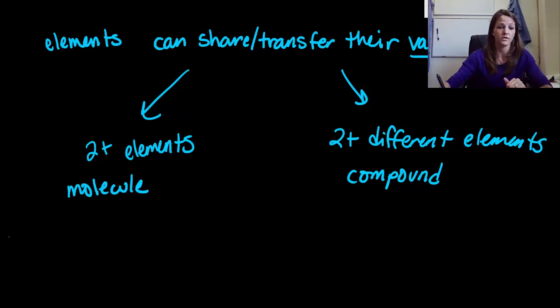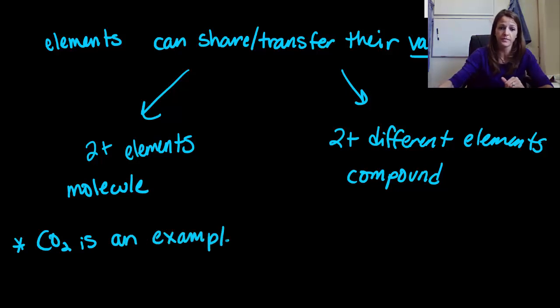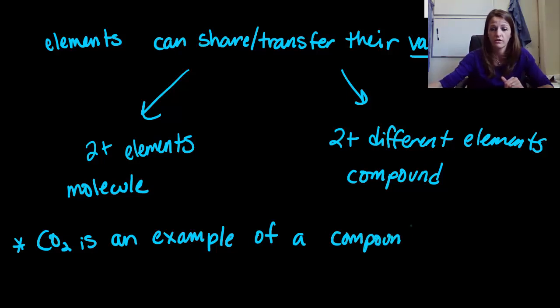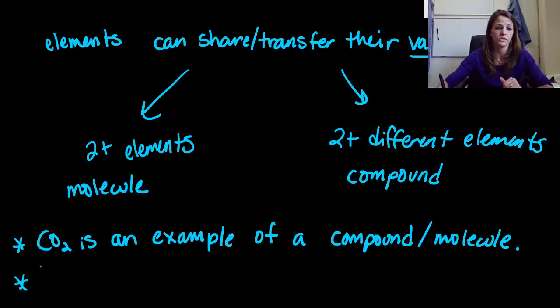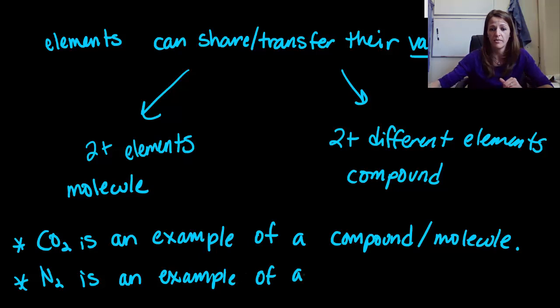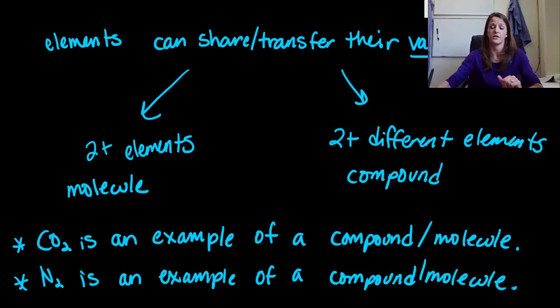Now, let's see if we understand this. First question. CO2 is an example of, and it's going to be either a compound or a molecule. So think of that, and then while you're thinking of this, we're going to write the second question right out here. N2 is an example of a compound or a molecule. Think about this, come up with an answer for each, and then submit your answer.